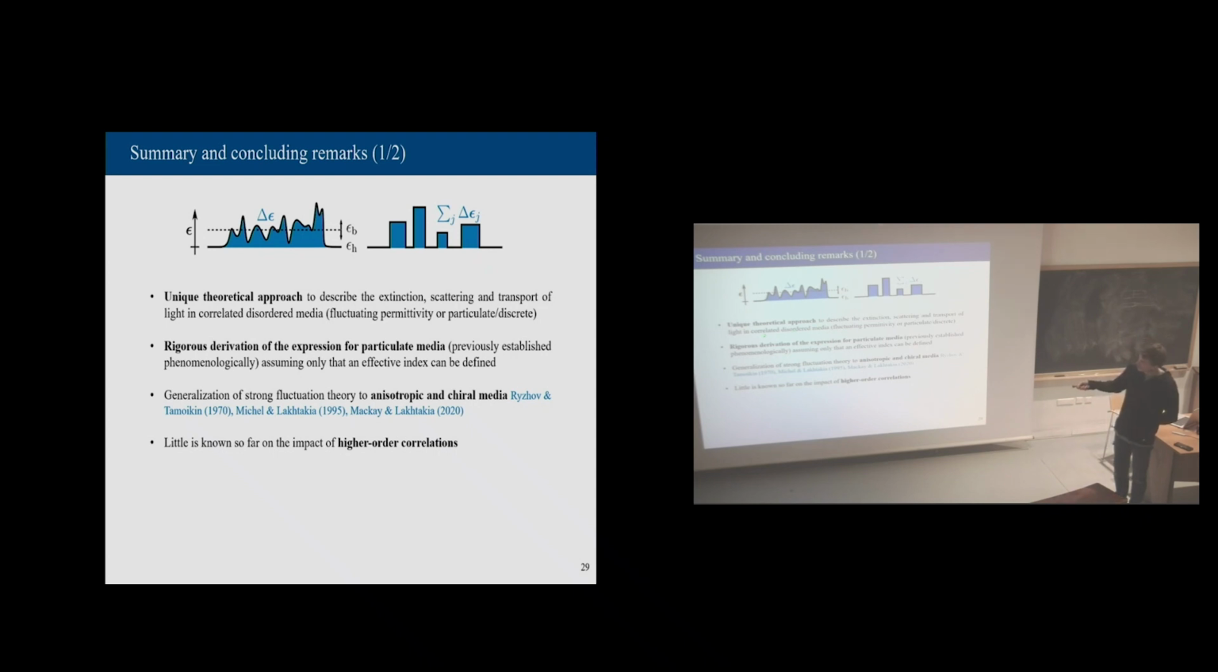And this expression was obtained assuming only that an effective index can be defined. So I think this is an important contribution, I would say, for people who are used to rely on this expression in the experiments, for instance. I should say also there is a generalization of the strong fluctuation theory to anisotropic and chiral media. There's clearly a lot to do, and little is known so far on the impact of higher order correlations on light scattering and transport. So that, in my opinion, is an important and interesting aspect that could be investigated.